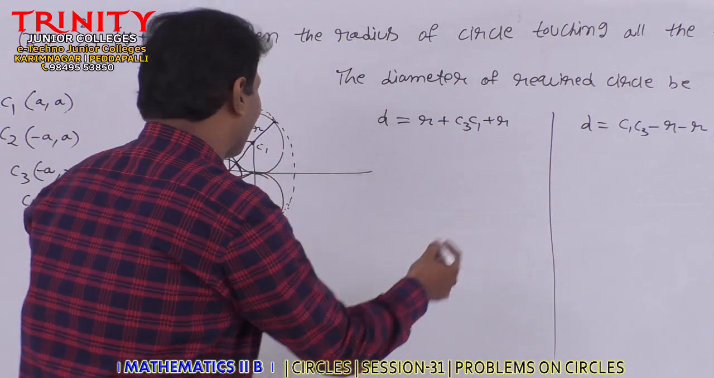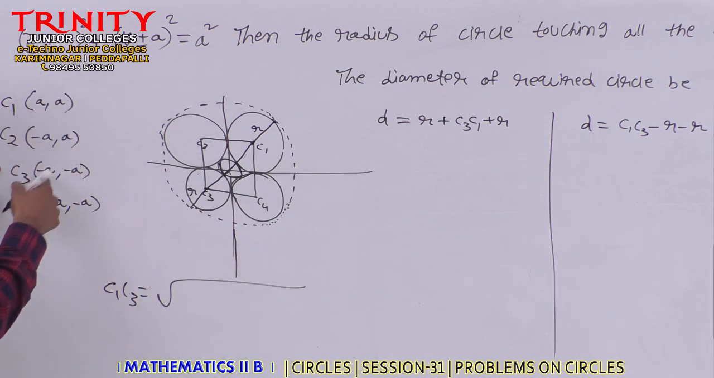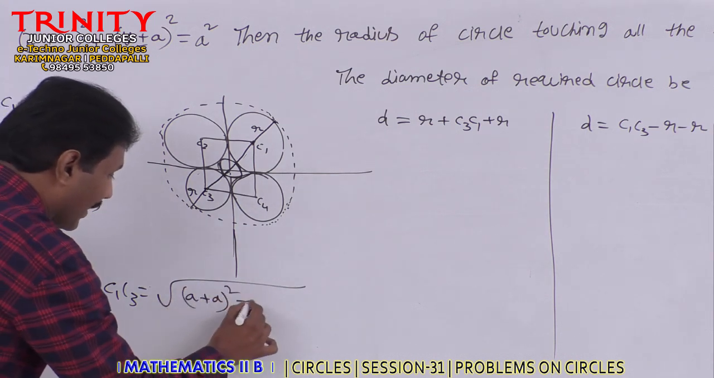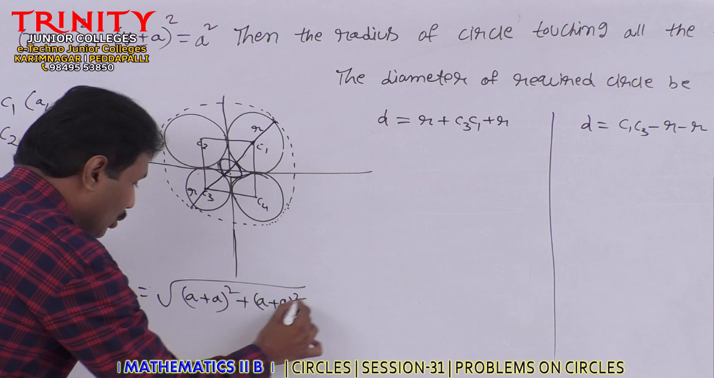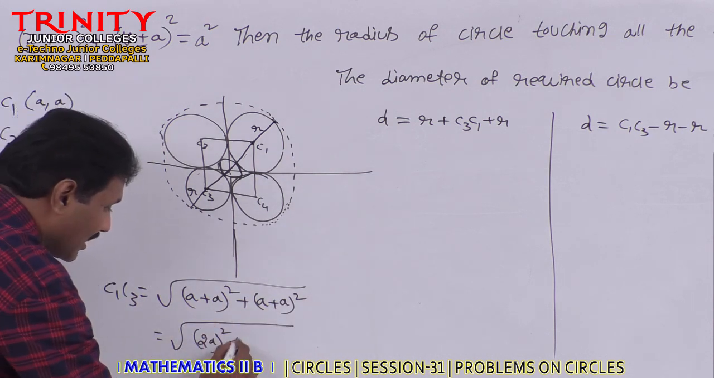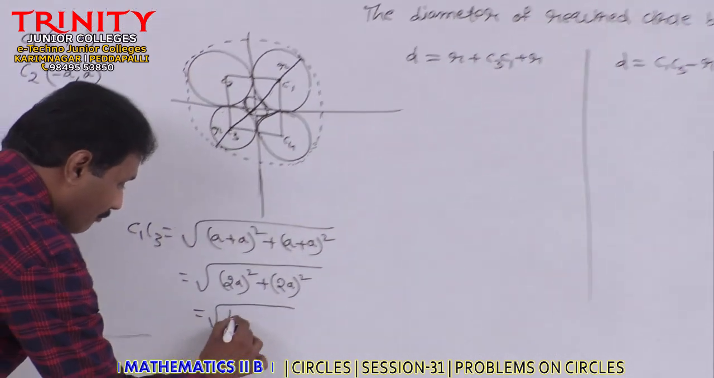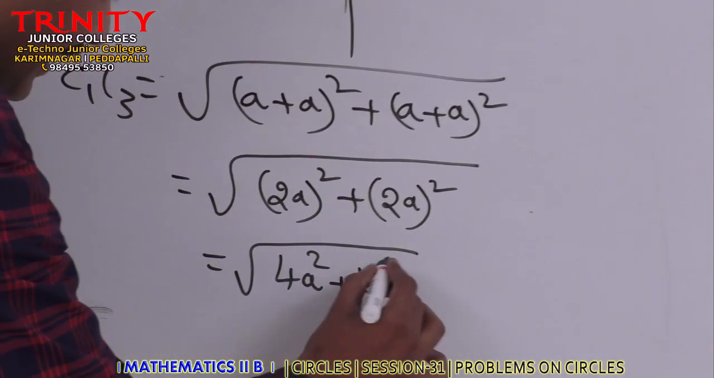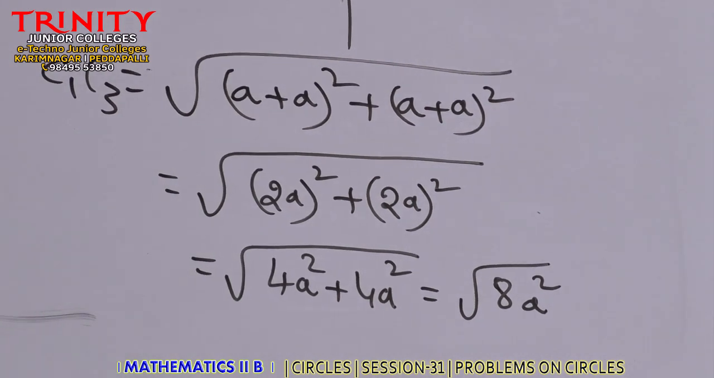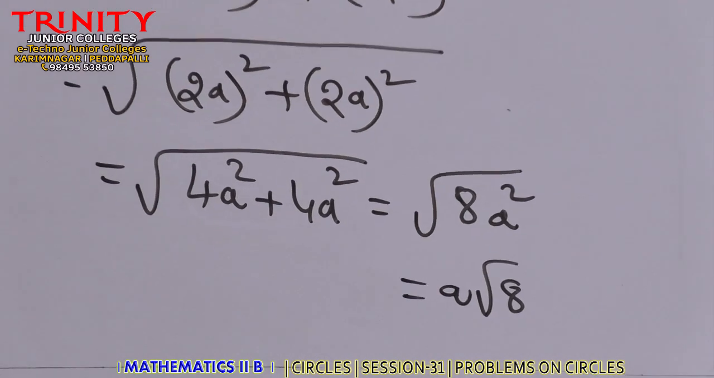We know that the distance from C1 to C3 is the square root of, C1 is (a, a), C3 is (-a, -a). Therefore, (a plus a) whole square plus (a plus a) whole square, that equals the square root of (2a) whole square plus (2a) whole square, that equals the square root of 4a square plus 4a square, that equals the square root of 8a square, that is a square root of 8.